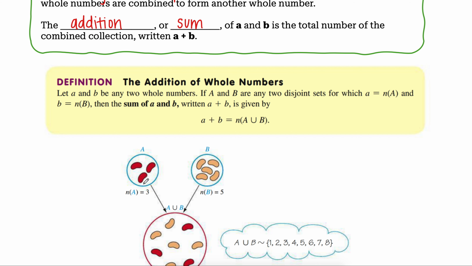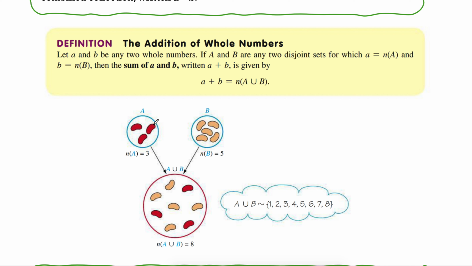So if you look at the image that I have here, set A has a cardinal number of 3. There's 3 elements in set A. Set B, number of elements is 5. So if you want to add 3 plus 5, it's the number of elements in the union of sets A and B. If you bring sets A and B together, there's a total of 8 elements. So 3 plus 5 equals 8. And that's our definition for addition.